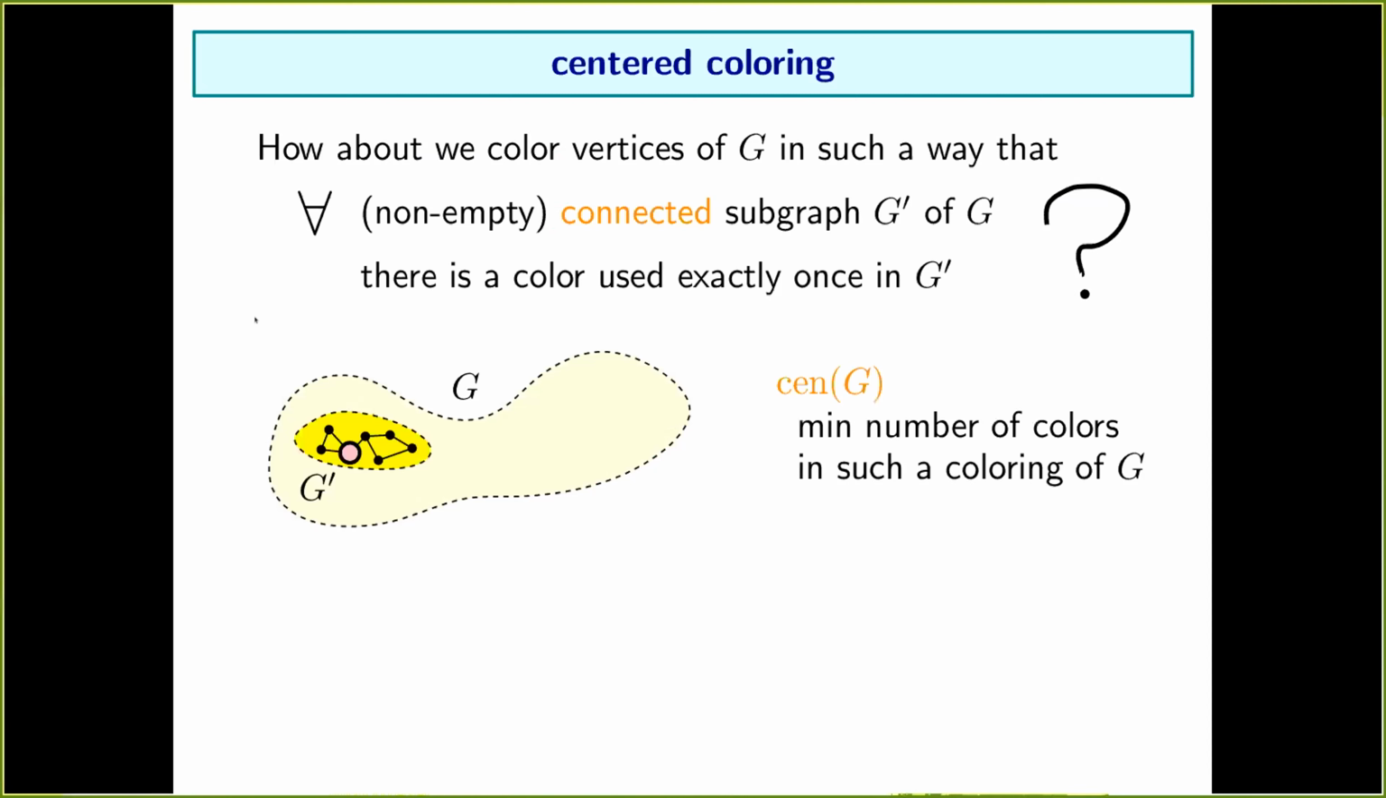And this has a name. It's a centered coloring, and the centered chromatic number of a graph is the minimum number of colors you need in such a coloring. Maybe the first thing to say is that a centered coloring is actually a proper coloring, because an edge induces a connected subgraph, and the condition says that you cannot have the same color on both ends, right? So it is proper. So chi is less than or equal to the centered chromatic number.